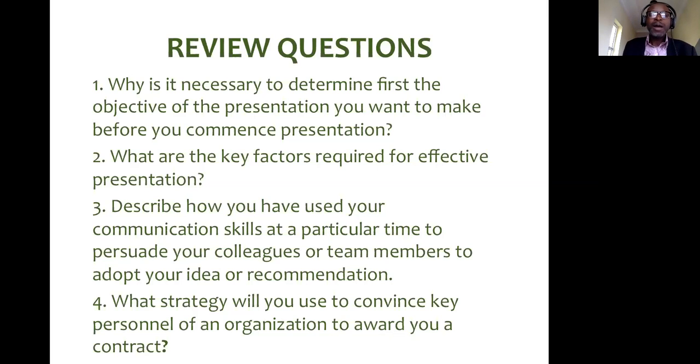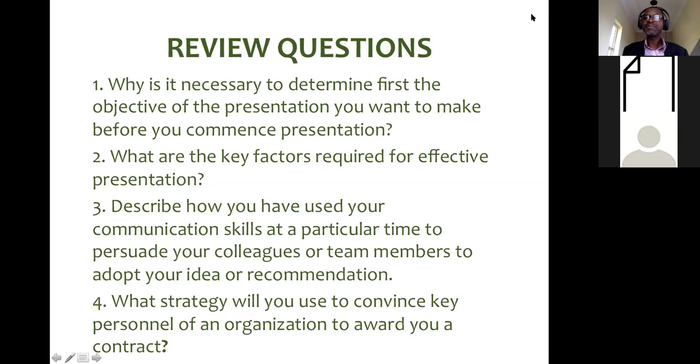Right. So the second question: what are the key factors required for effective presentation? Key factors for your presentation to be effective. Can you attempt this question? Key factors required for effective presentation. Can you try it?